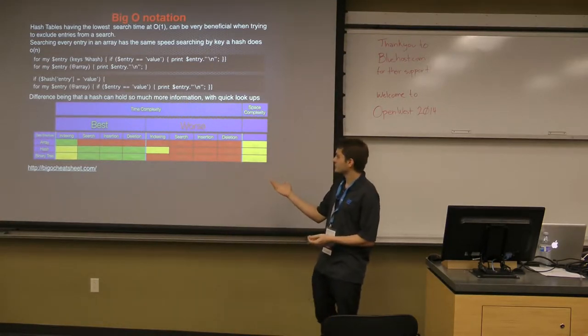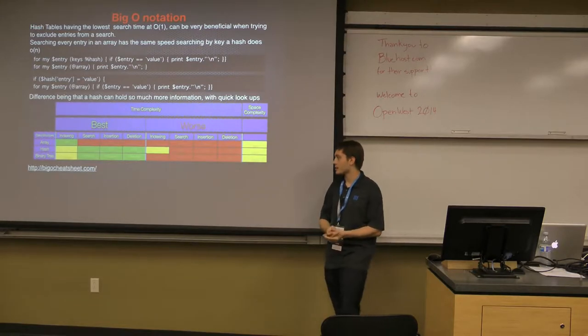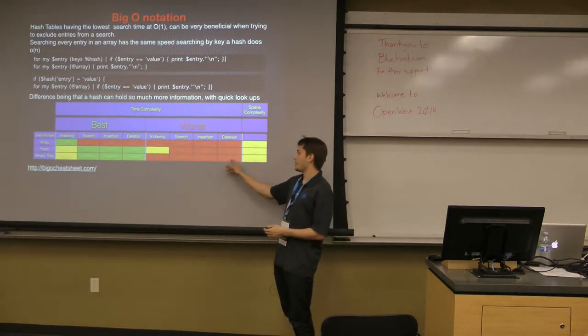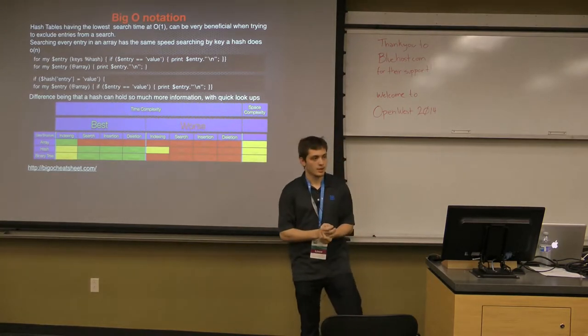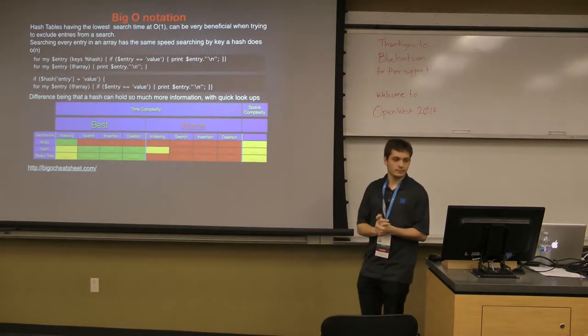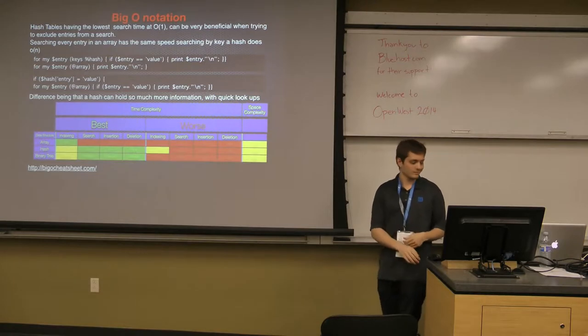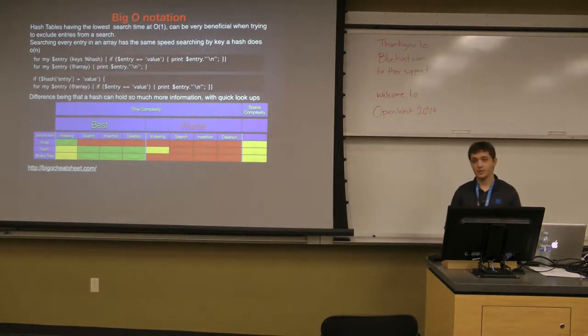I gave the Big O notation up here, the speed difference. N being the size of the array or the size of the table. If I'm going too fast, somebody stop me, because I don't know how fast I'm going.